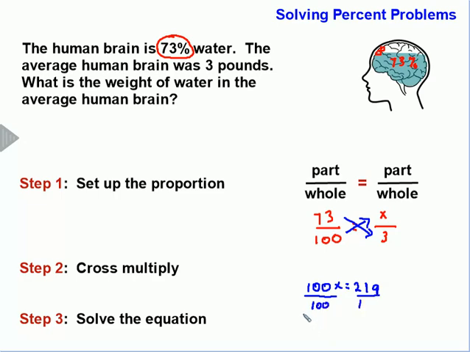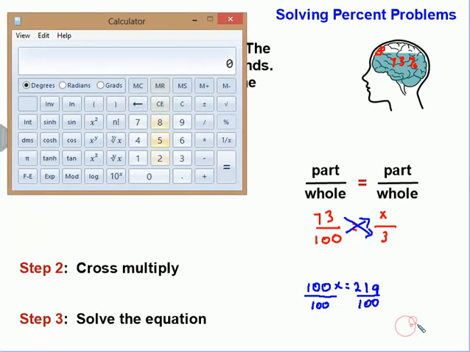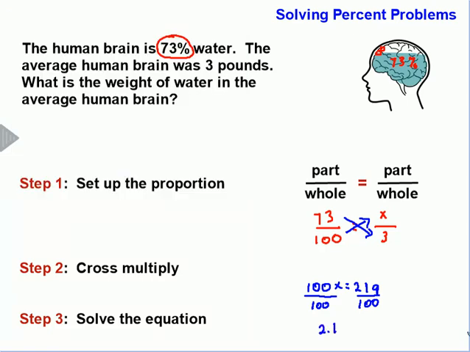We divide over here. Now, since you can all use your calculator, we're going to use our calculator for this one. Let's pop out our handy-dandy little calculator here, and we'll divide 219 by 100, and we'll get 2.19 pounds of your brain is made of water.